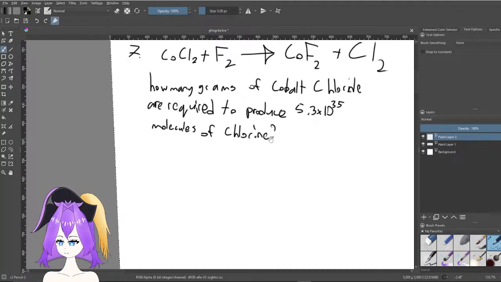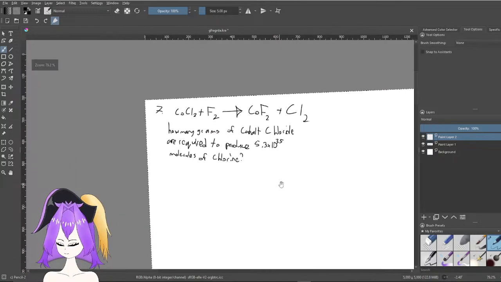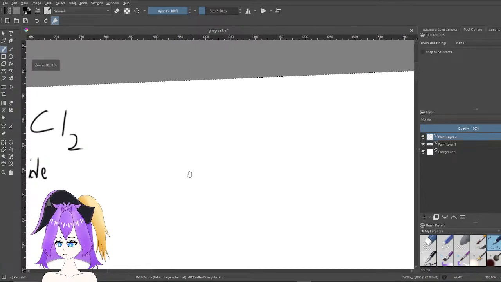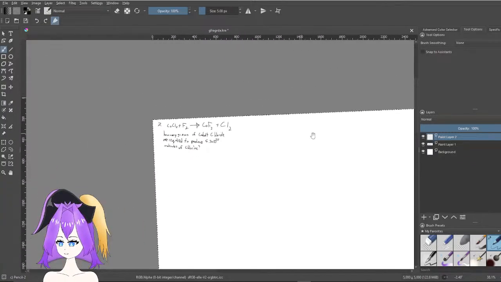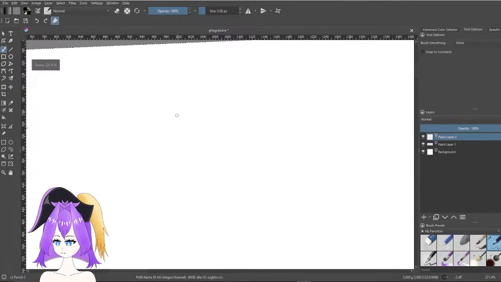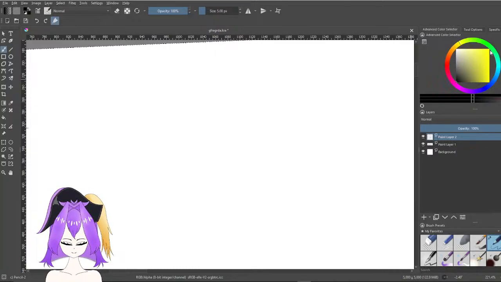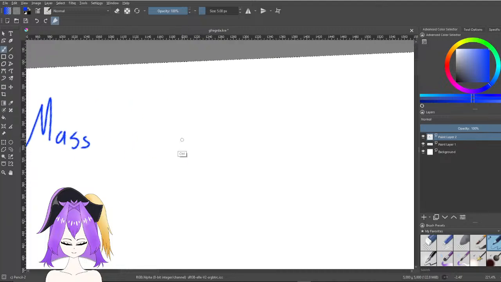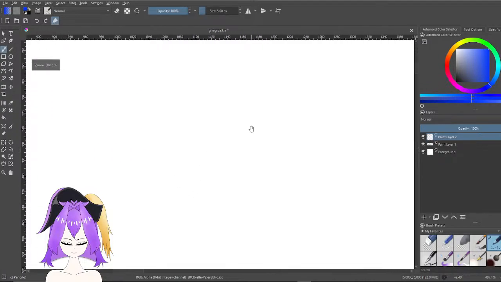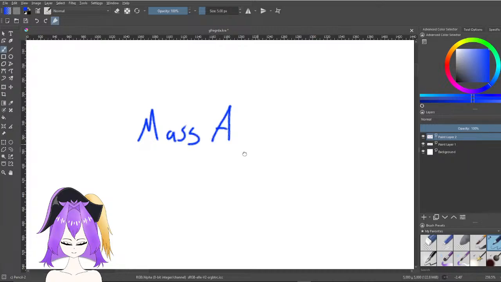So I need to go from molecules of chlorine to grams of cobalt. I'm just gonna draw myself a little map. Hold on, let me grab the color selector. Actually, I feel like blue would stick out a lot better. So mass of A. Hold on, let me give myself some more space.